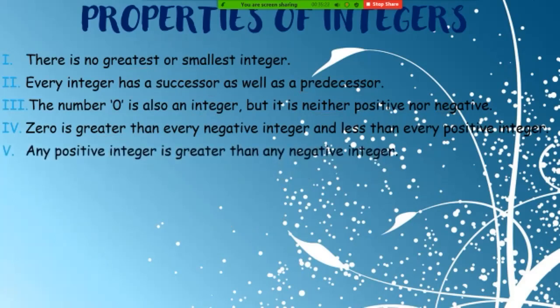Next, any positive integer is greater than any negative integer. Any positive number like 1 will be greater than any negative integer. For example, 1 will be greater than -5, and 1 will be greater than -50. Even if I put more and more negative numbers, 1 will still be greater.